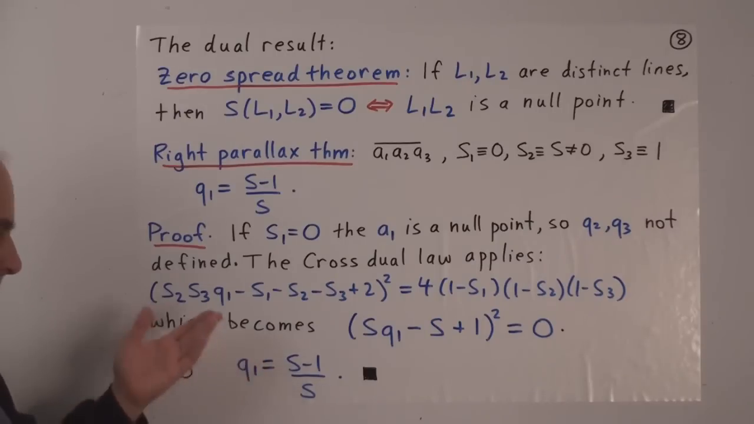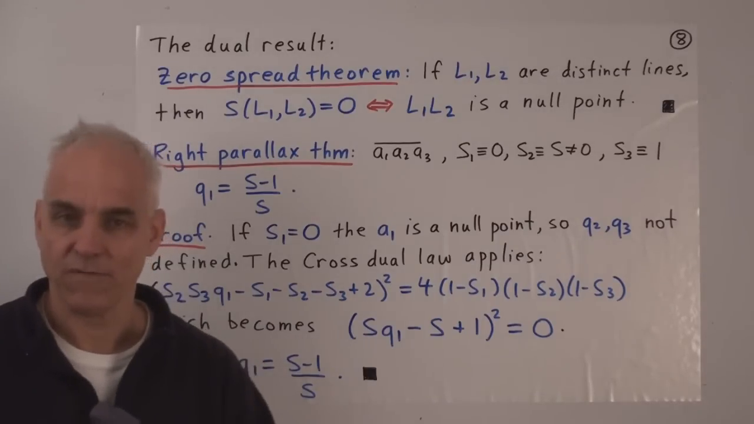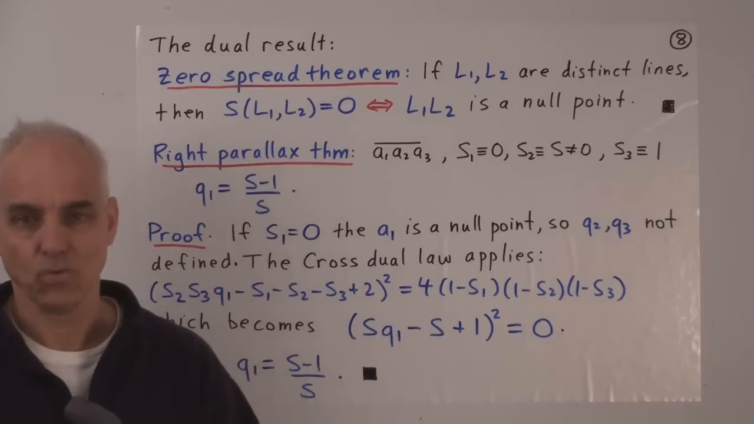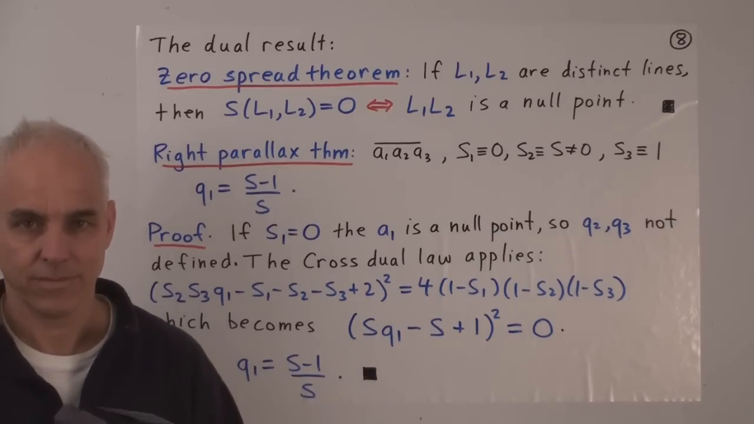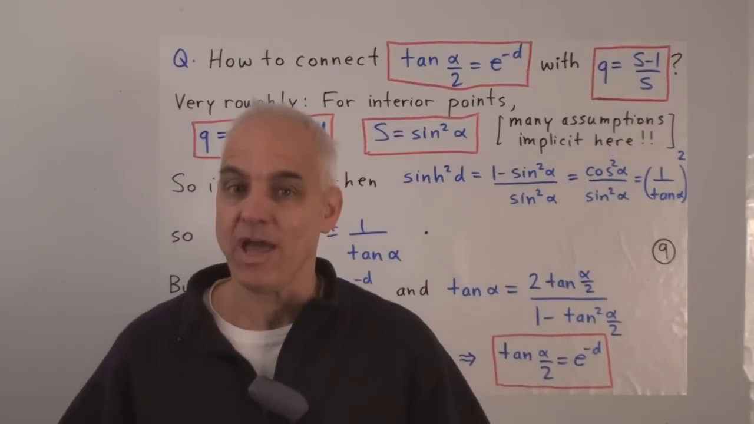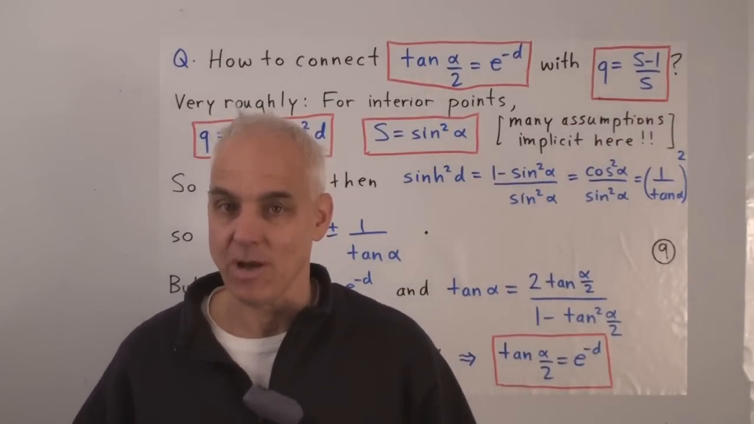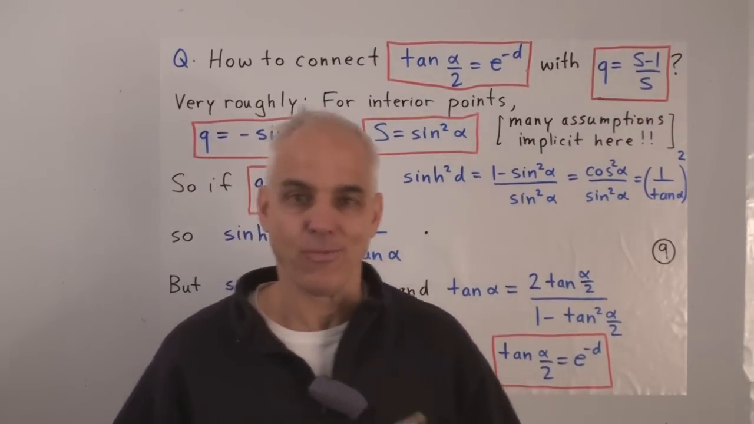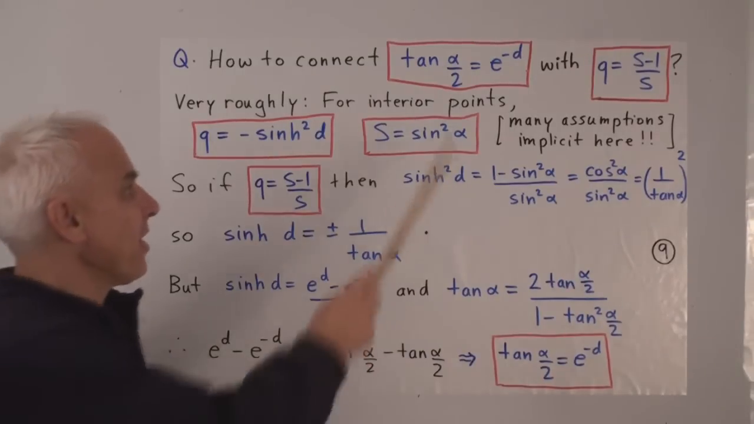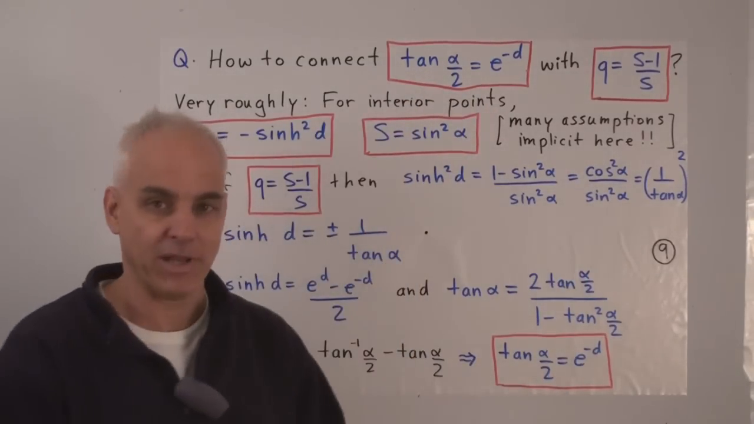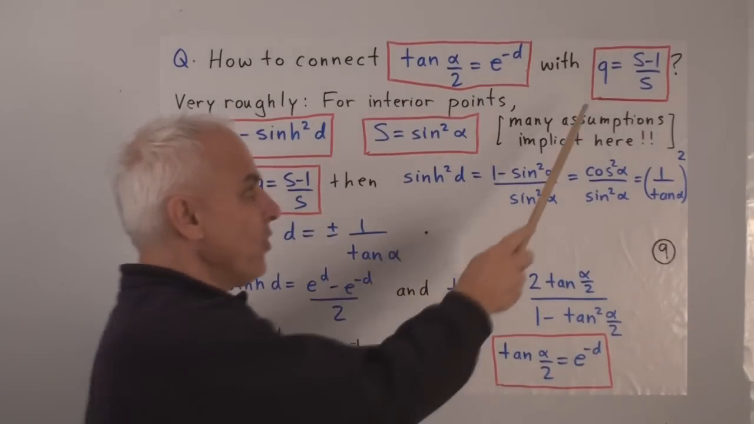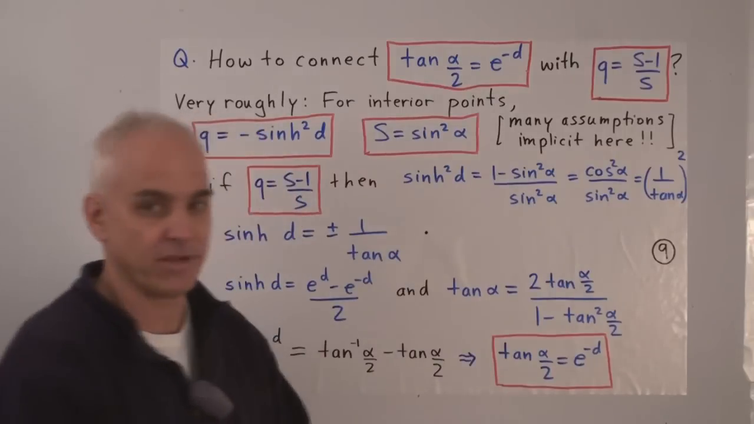So this is almost an immediate consequence of the cross dual law. If you have learnt classical hyperbolic geometry, you're probably wondering, well, what is the connection between the classical angle of parallelism formula and this new parallax formula in the right triangle case?